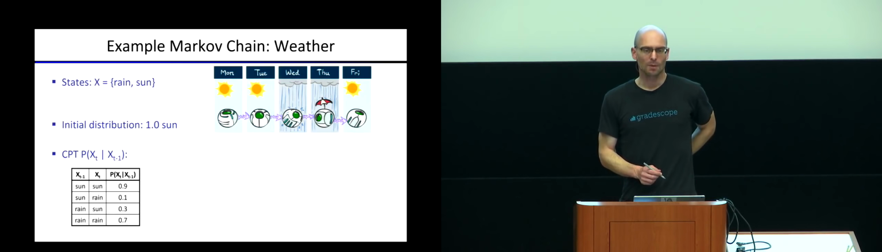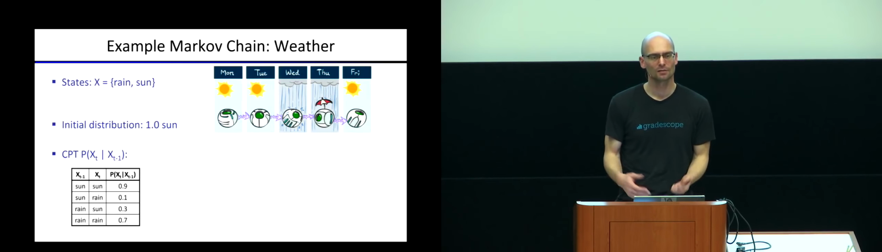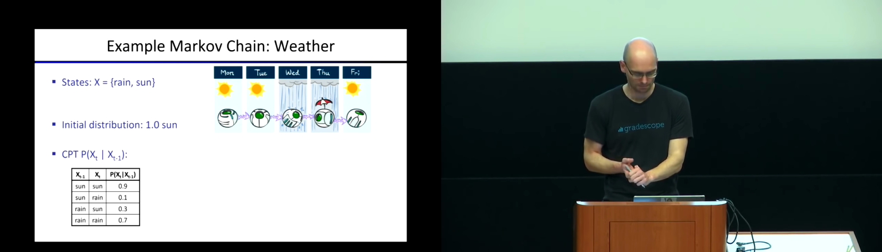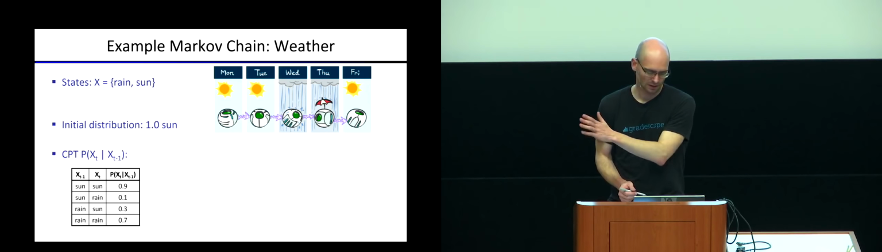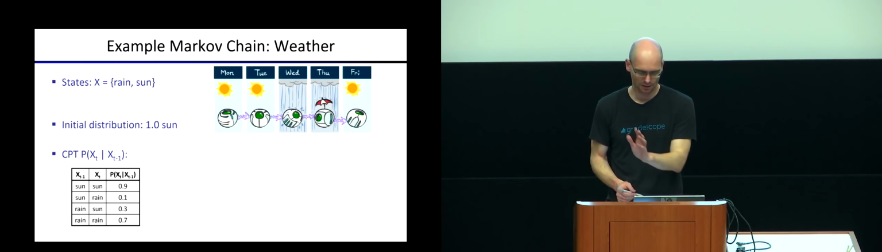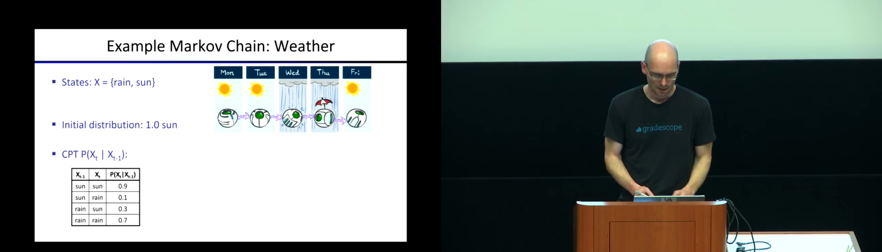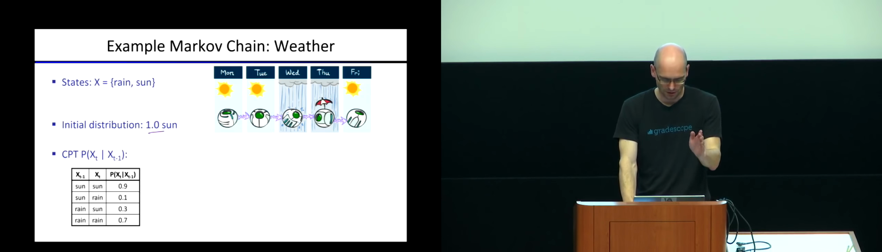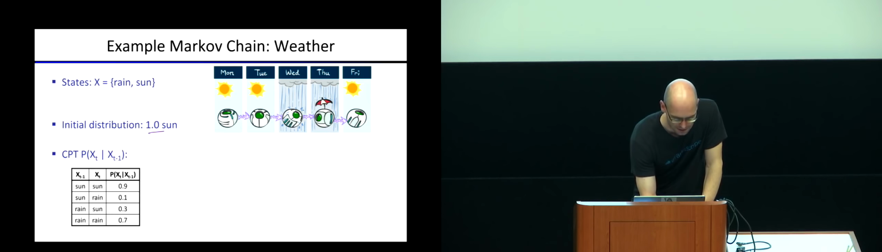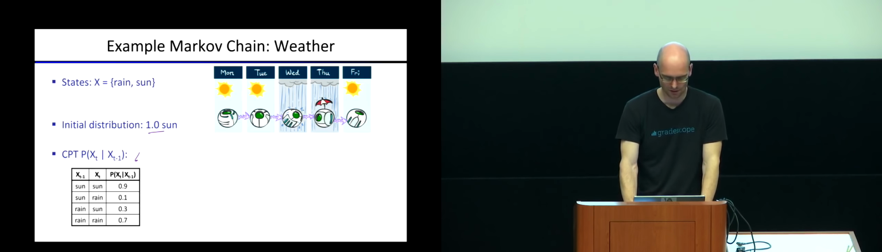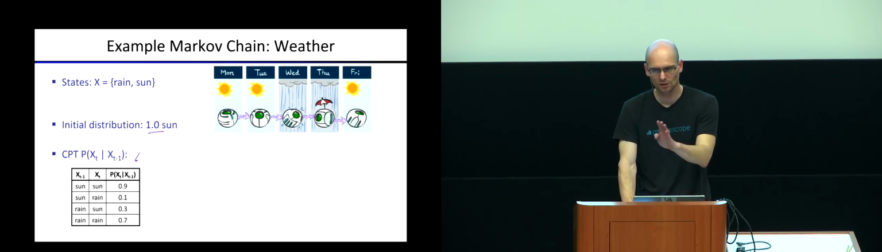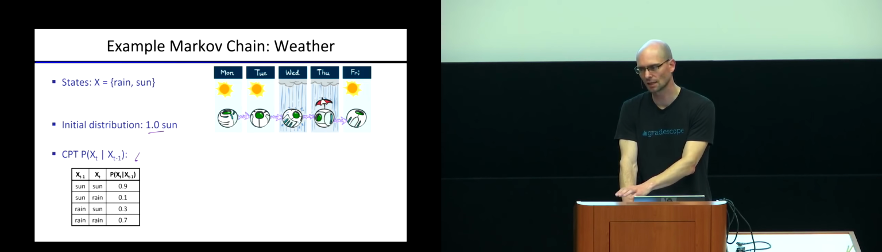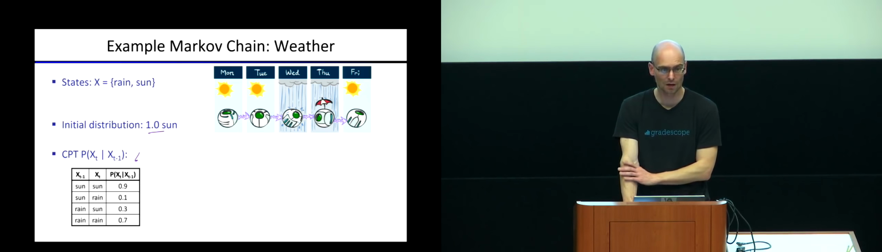Okay, let's look at an example Markov chain. Here we have a state space with two possible values the state can take on: it can be rainy or sunny. Maybe we observe this on a daily basis: Monday sunny, Tuesday sunny, Wednesday rainy, Thursday rainy, and so forth. Our initial distribution says it's sunny on the first time slice. Our conditional probability table, our dynamics model, is given by this table, saying that when it's sunny, there is a 90% chance it's sunny again the next day. When it's rainy, there is a 70% chance it's rainy again the next day, and then the complementary probability of being sunny.